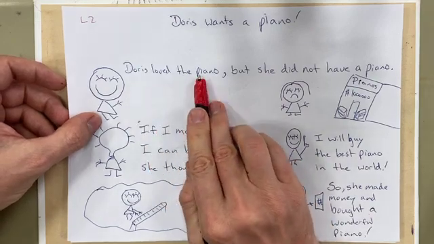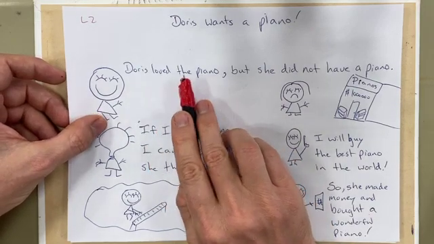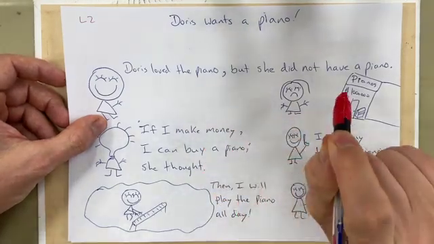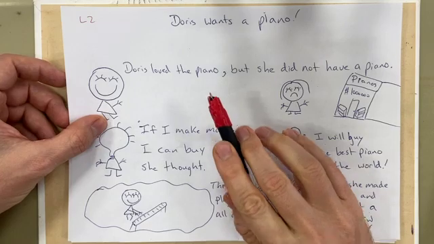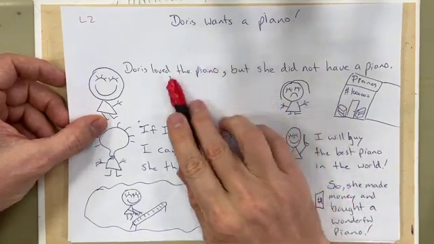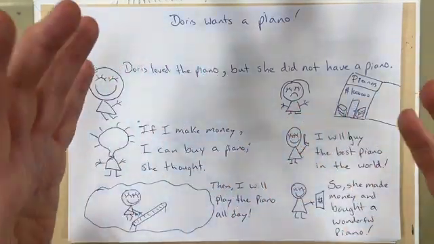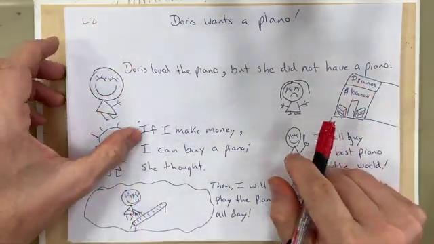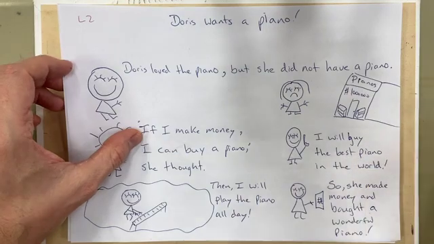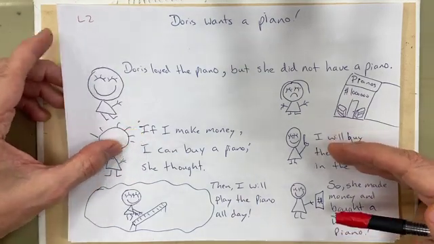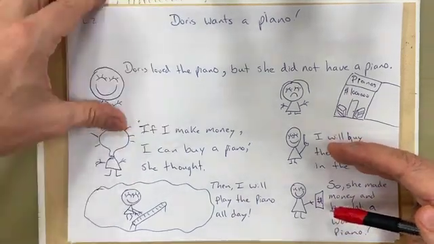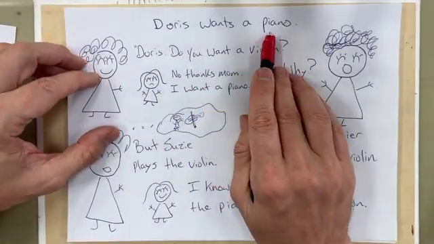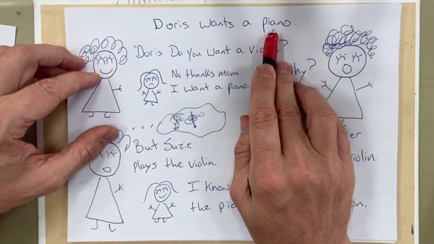Doris loved the piano. Now, in the past, we saw the piano meant one specific piano. But in this case, the piano means the idea of the piano, not one piano. Let me explain in another story. Doris wants a piano, so we know she wants one piano.